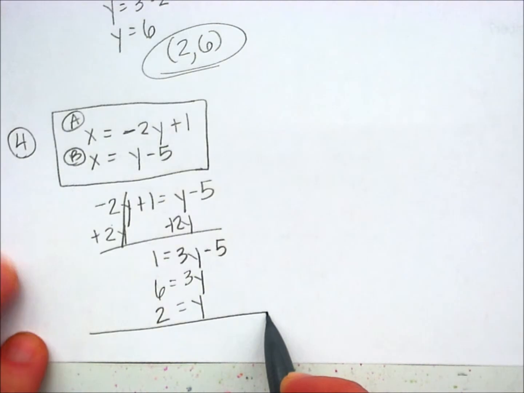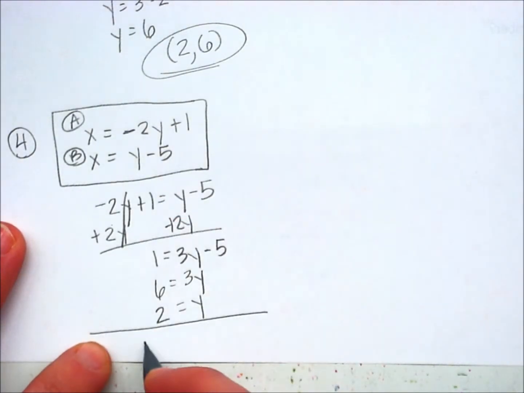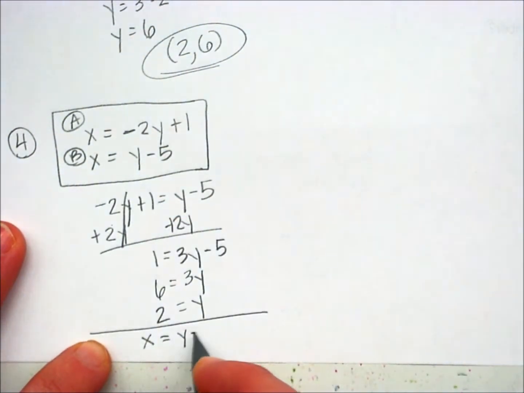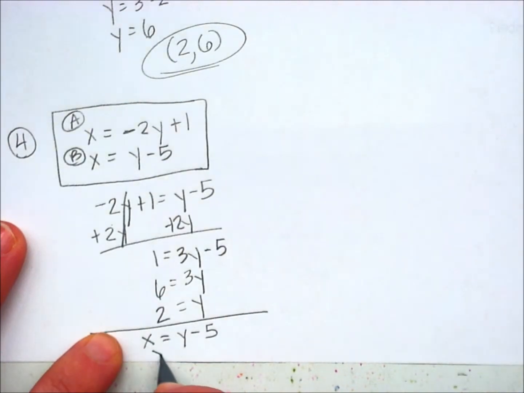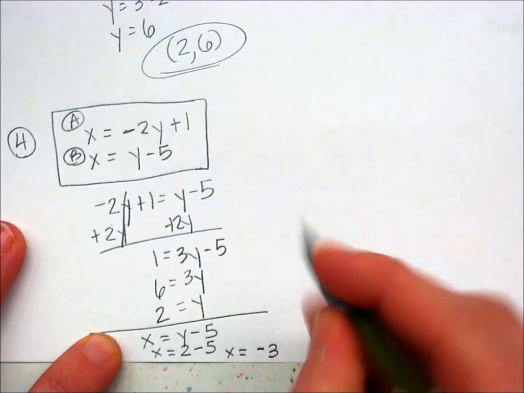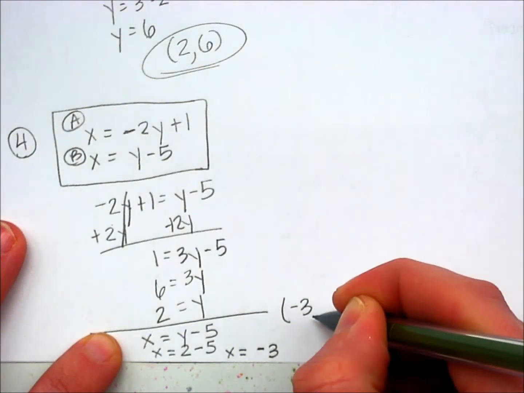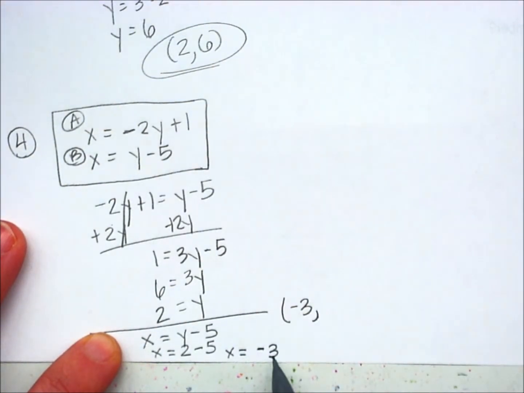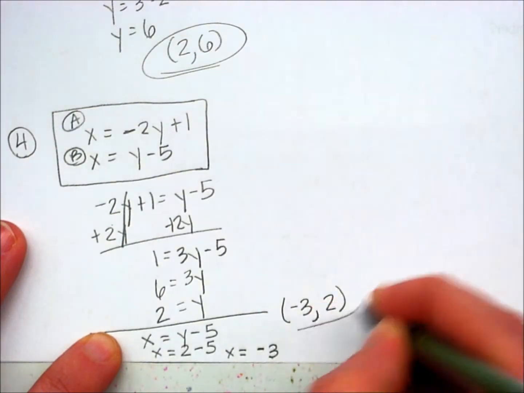So I'm going to use the second equation, which is x is equal to y minus 5. So x is equal to 2 minus 5. So x is equal to negative 3. So my ordered pair is, remember, x coordinate first, so negative 3, 2.